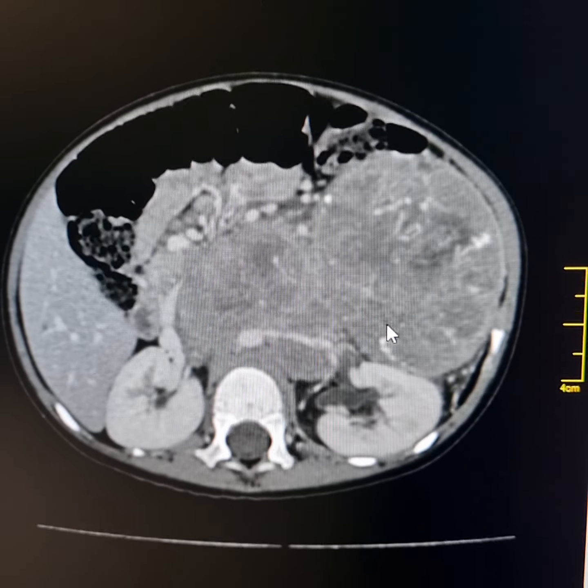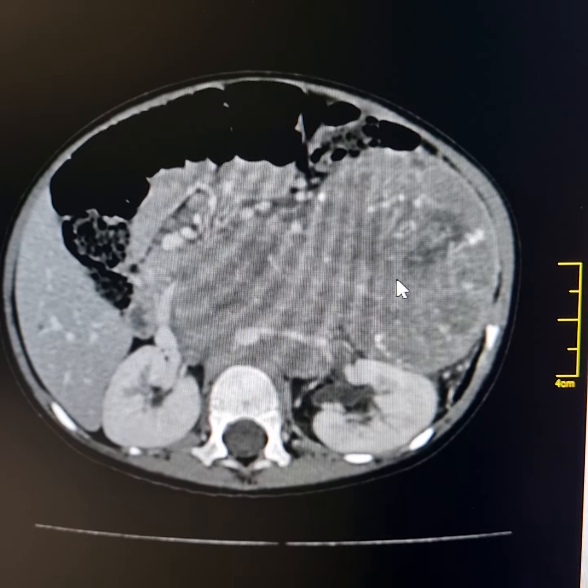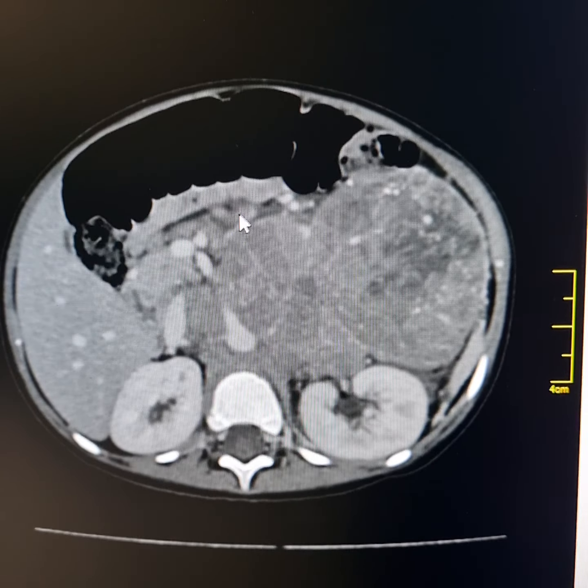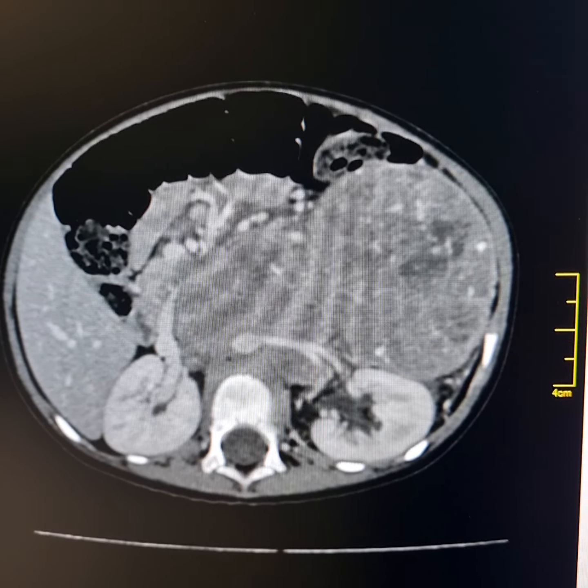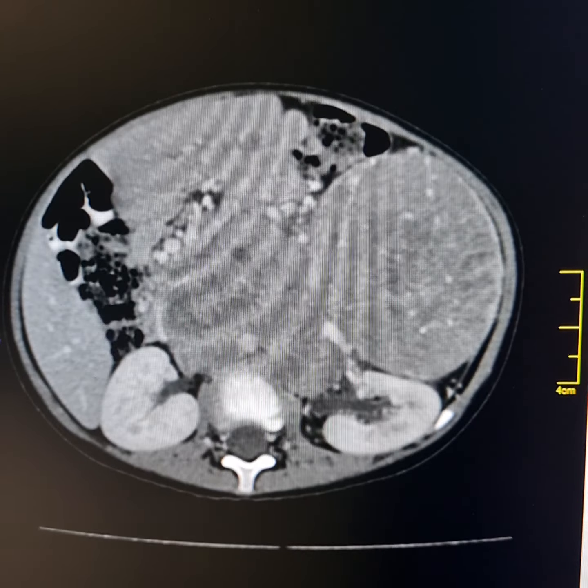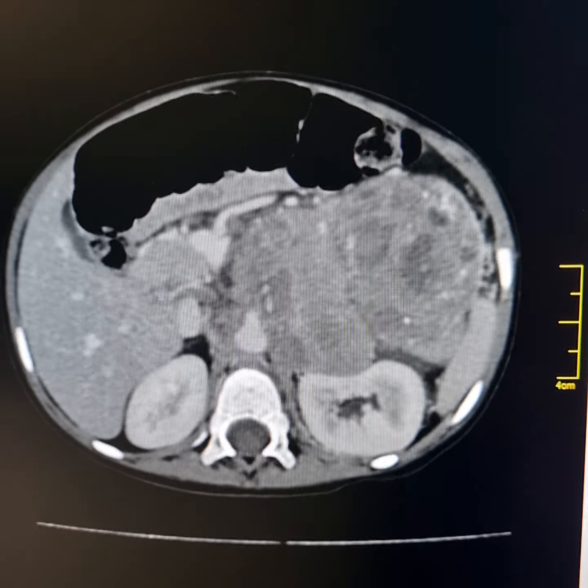Multiple sub-centimeter sized lymph nodes are present in the root of the mesentery, like this one here. These may be inflammatory in origin or metastatic.